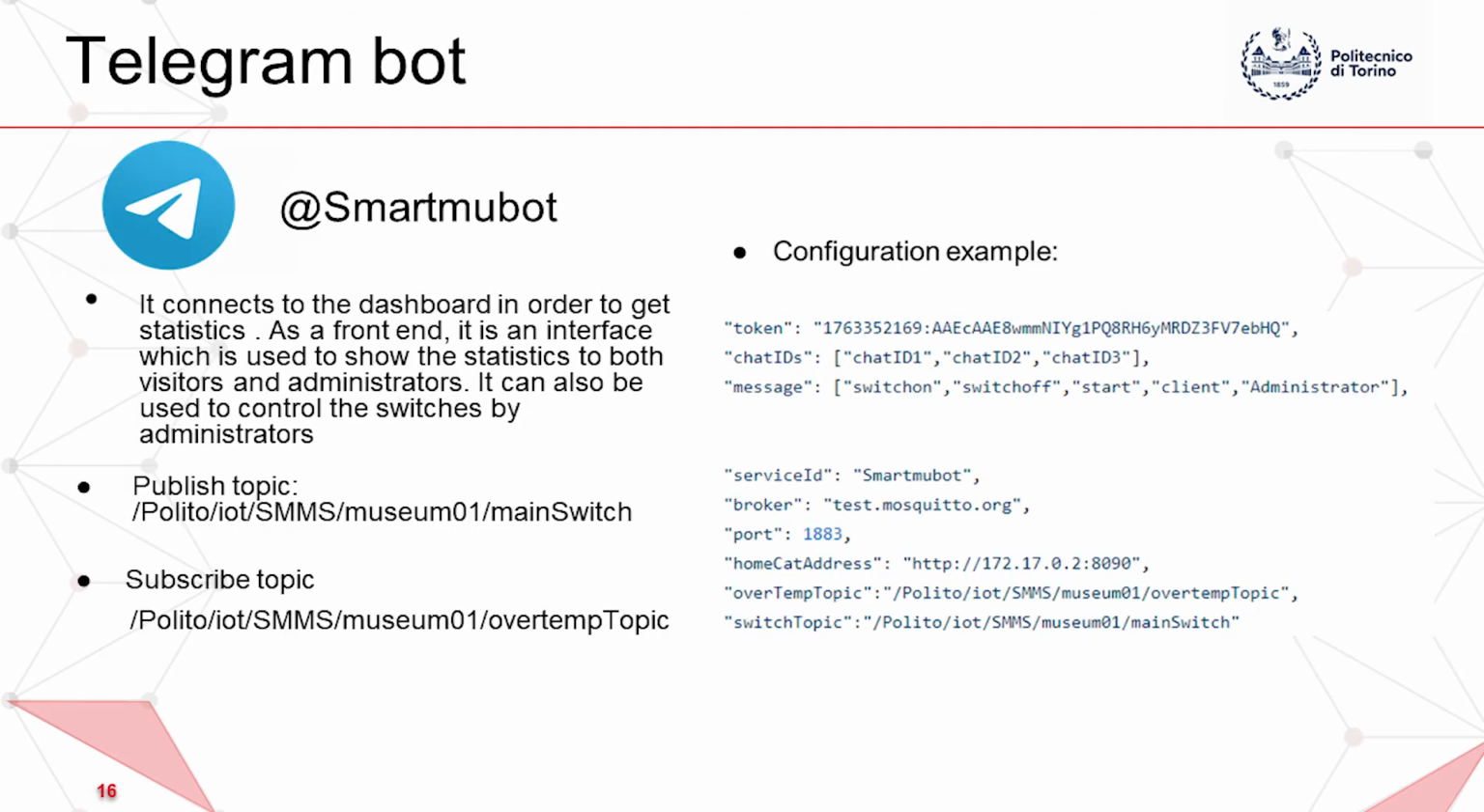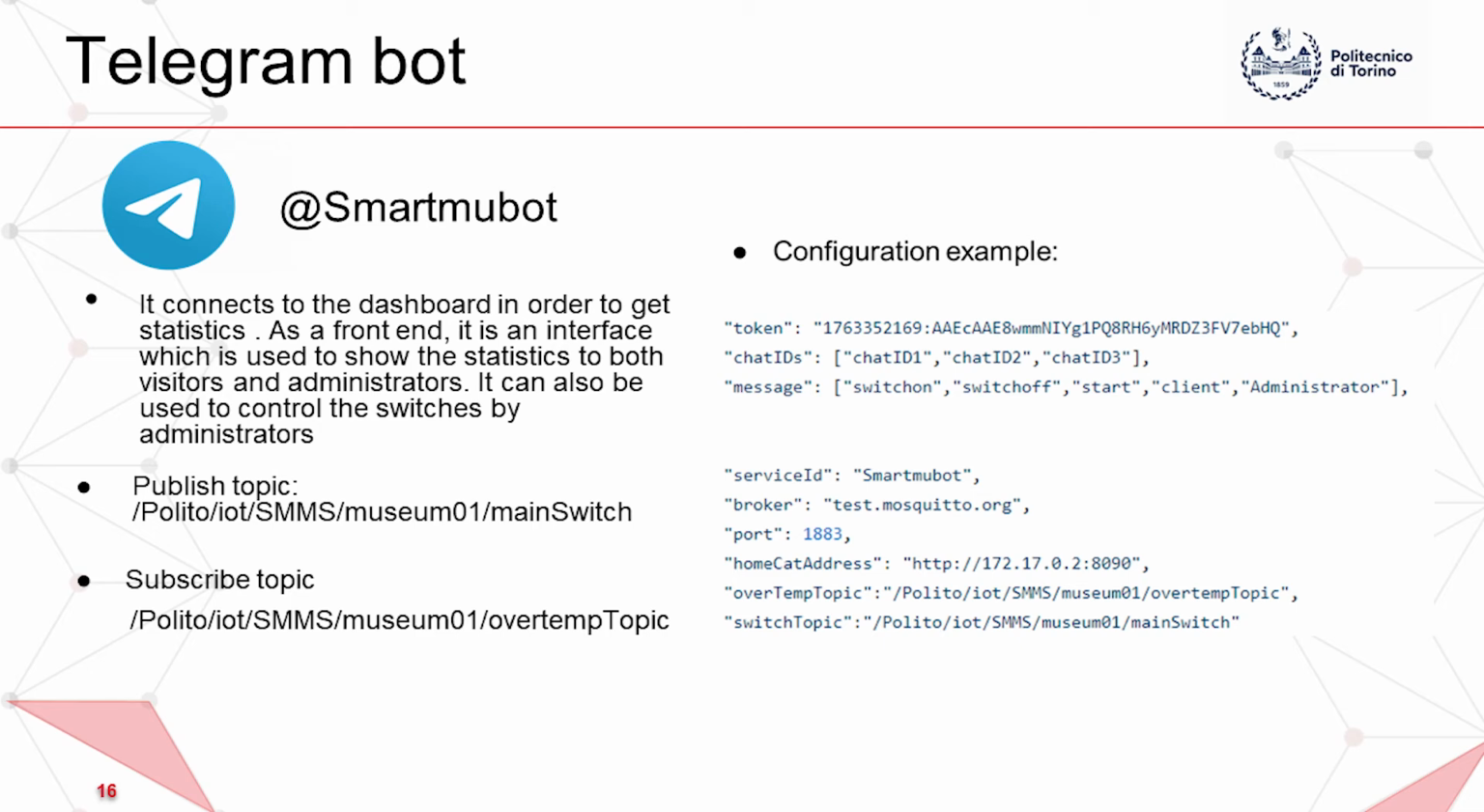Telegram bots are third-party applications that run inside Telegram. We can interact with the bot by sending it messages and commands. The Telegram server handles encryption and communication with the Telegram API. We could communicate with the server via a simple HTTPS interface that offers a simplified version of the Telegram API. In this project, we create a Telegram bot called Smart Museum Bot, which is registered as a service type. It could get statistics from the dashboard via a REST service.